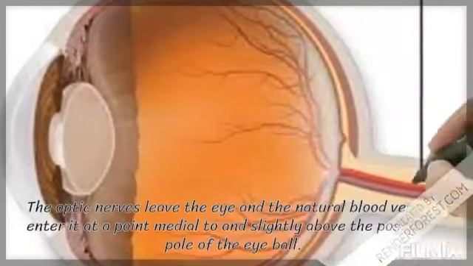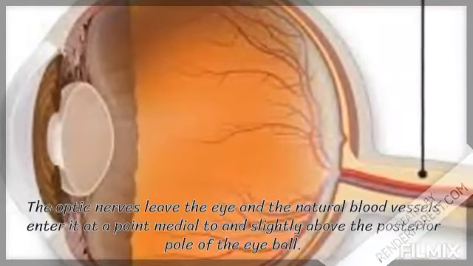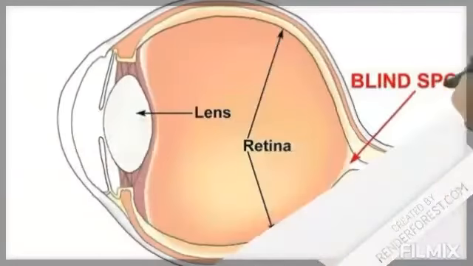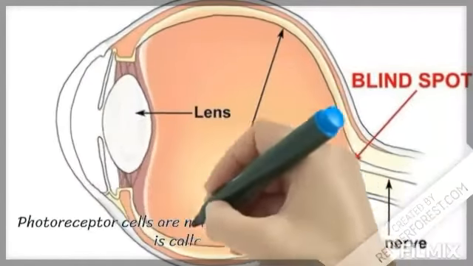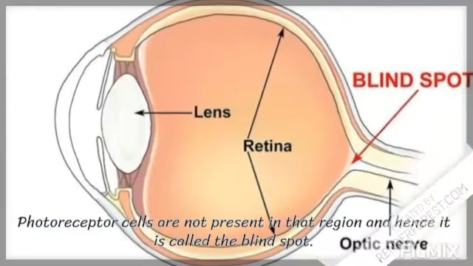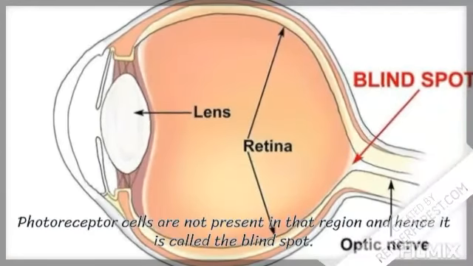The optic nerve leaves the eye and the retinal blood vessels enter it at a point medial to and slightly above the posterior pole of the eyeball. Photoreceptor cells are not present in that region, and hence it is called the blind spot.